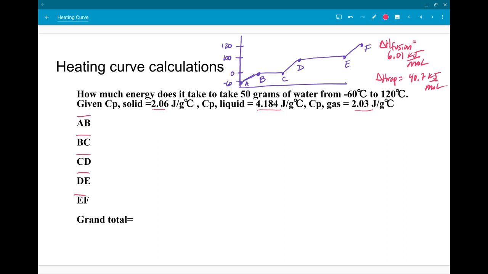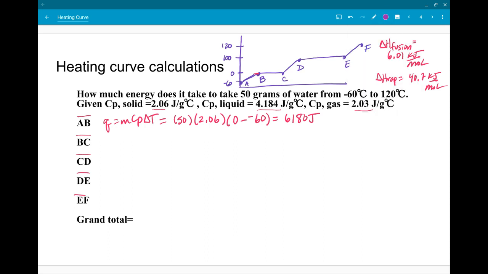If you'll notice, point A is at minus 60, point B is at 0, point C is also at 0. I labeled the heating curve with different letters to make it easy to find our line segment amounts of heat. If I look at line segment AB, we notice it's a calorimetry problem. So I'm going to do Q equals mc delta T. I'm going to take that 50 grams from my problem statement, the heat capacity in solid form, and then my delta T is going to be 0 minus a negative 60, and I find that to be 6,180 joules.